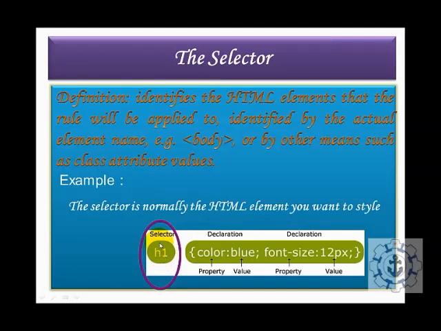How? First, H1 is the selector, followed by the opening curly brace. Then comes your declaration block, which consists of the property color, then a colon, the value blue, and after completing this, a semicolon. Then followed by the next property, font size, colon, and followed by the value. And you use a semicolon, which means that the property value has ended, and then you close the syntax using the closing curly brace.